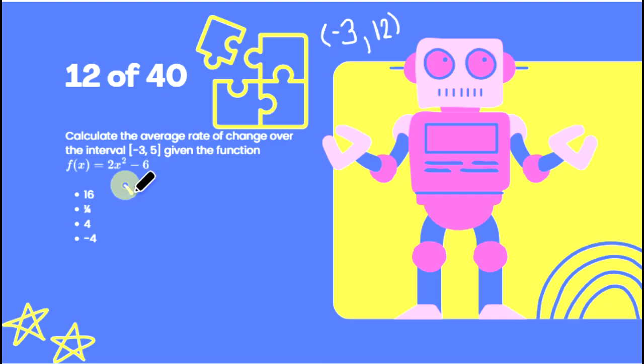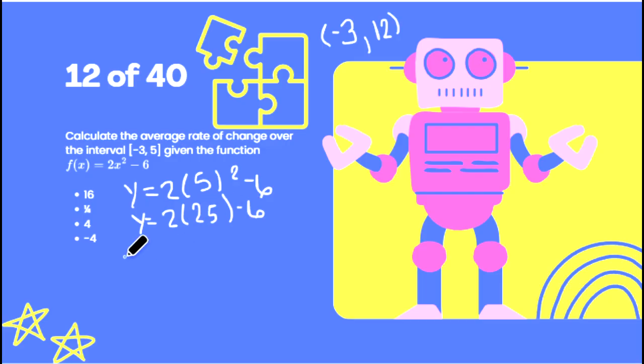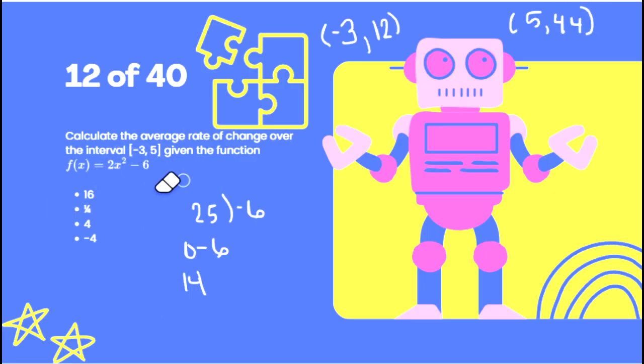So our next x value is 5, so we have y is equal to 2 times 5 squared minus 6, which gives us y is equal to, parentheses first, 5 squared is 25, 2 times 25 gives us 50, minus 6. So y is equal to 44. So our second coordinate pair is going to be 5, 44.